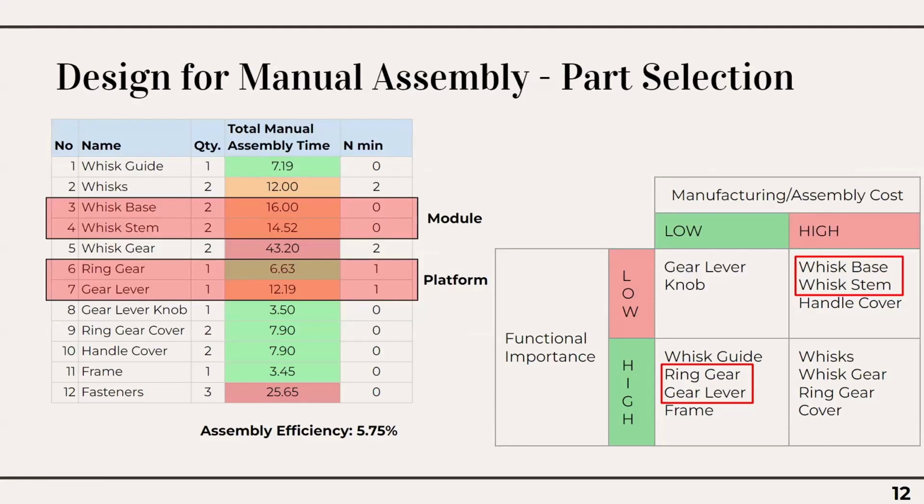For design for manual assembly, we analyzed parts that would have a high impact on the total manual assembly time. The whisk base and whisk stem both have a high total manual assembly time, so we chose these parts for our module redesign. The ring gear and gear lever also have a high total manual assembly time. Looking at these four parts in the quad chart, they all have either high functional importance or high manufacturing and assembly costs, which makes them ideal for part consolidation and redesign.